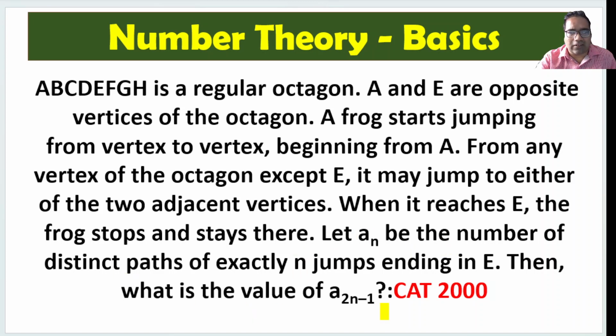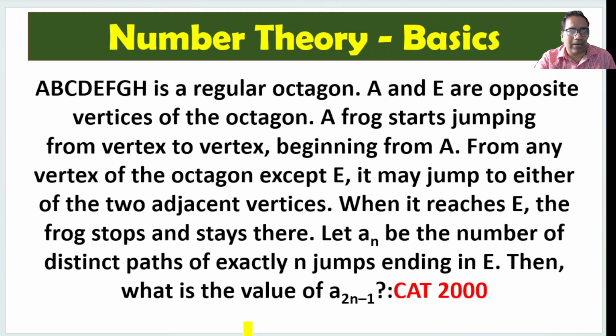Then, what is the value of a_(2n-1)? 2n minus 1 means when n is 50, we need 99 steps. Then what is the number of ways? In 50 steps, if it is 20 ways, in 99 steps, what is it? This is the problem.